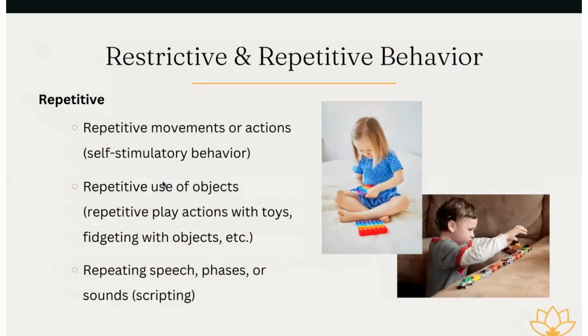Okay, now we're going to talk about repetitive behavior. So repetitive movements or actions include self-stimulatory behavior. So this might look a lot of different ways. It might include hand flapping, rocking back and forth, which are the traditional ones we think about, but it can also be other things, spinning. It could be putting a child's hand in front of their face. It could look like chewing on fingers, chewing on nails, things like that. So it could be a variety of different behaviors that are just repetitive in nature.